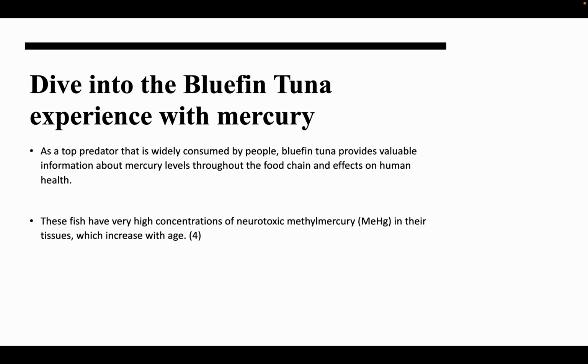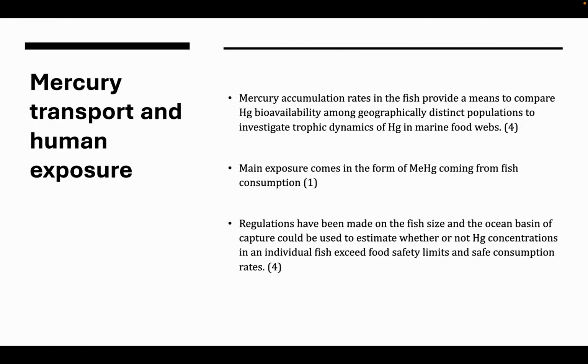As I said, it is a top predator, so you can see how levels increase with the size and the age of the fish. We have found that they have very high concentrations of methylmercury in their tissues, and that increases the longer they live. So using this, scientists can track how mercury transports from the fish and into humans.